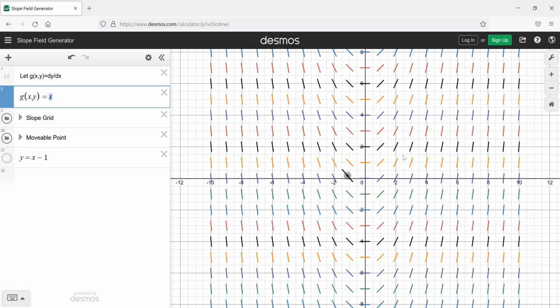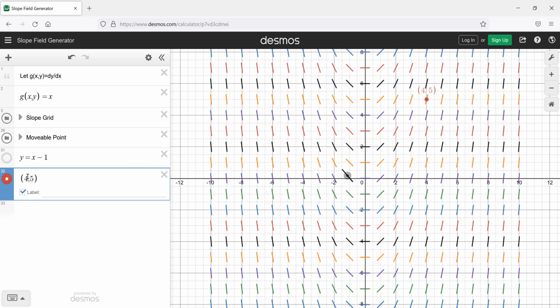Whatever the x, pick an ordered pair here. So let's say you're at the ordered pair 4, 5. What is the x value there? 4. Yeah. That's the slope there, because dy/dx equals the x value, 4. Oh, I see. Okay. So if we go to the ordered pair -4, 5, it's going to have a slope that's -4. Okay.